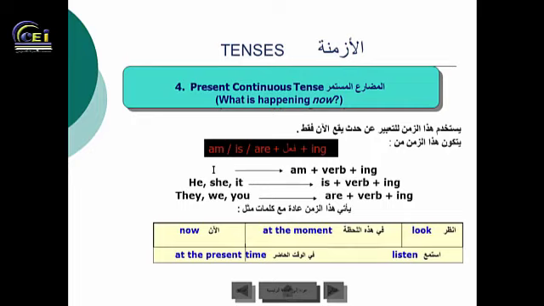The fourth tense: present continuous tense. Present continuous tense. What is happening now? Is, and plus the verb with ing, and now is a key word in the present continuous.